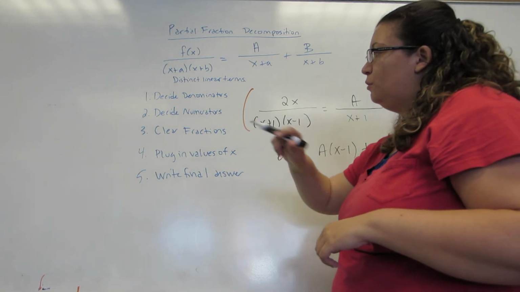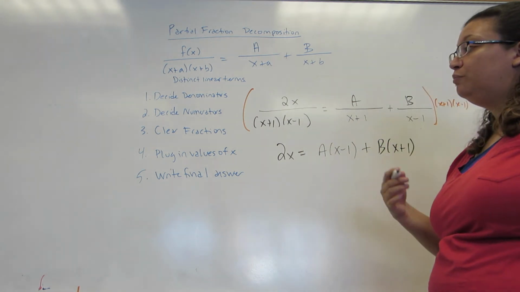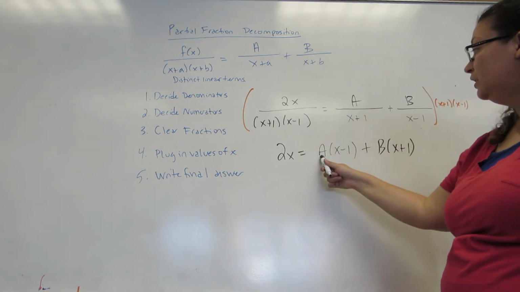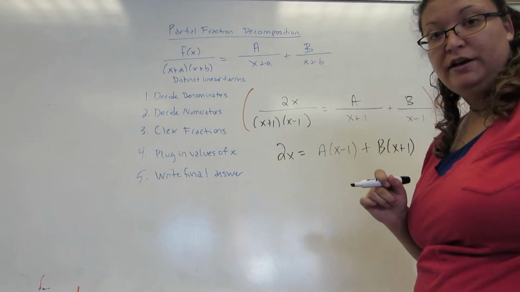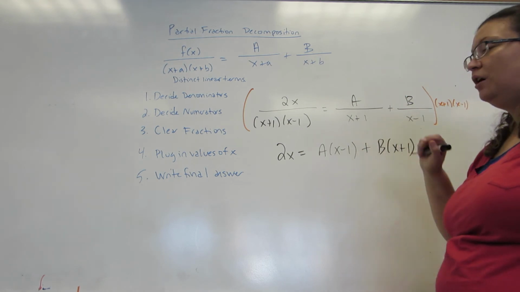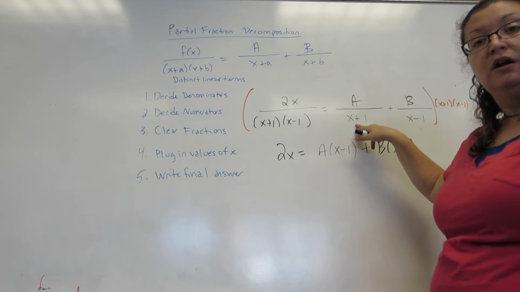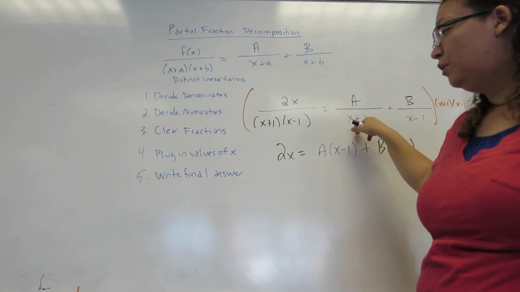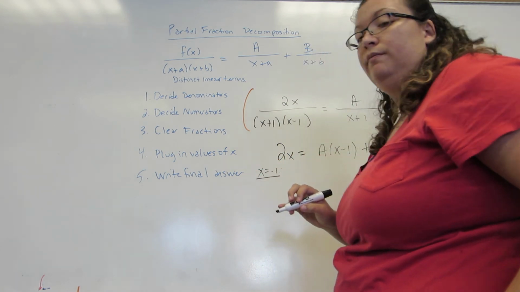Now, the fourth step of solving a partial fraction decomposition is to plug in values of x that are going to enable us to compute a and b. And we're not just going to plug in random values of x, we're going to plug in values that make one of our denominators 0. Okay? So, what value makes this denominator 0? Well, negative 1. So first I'm going to plug in x equals negative 1.